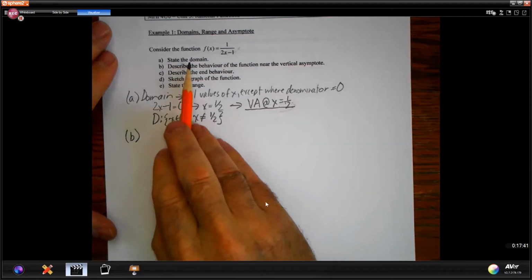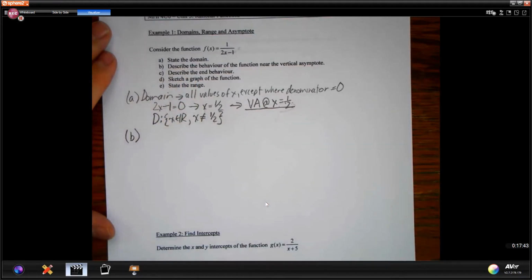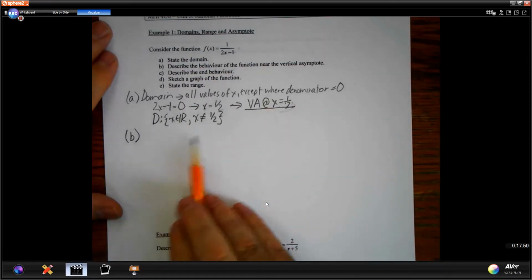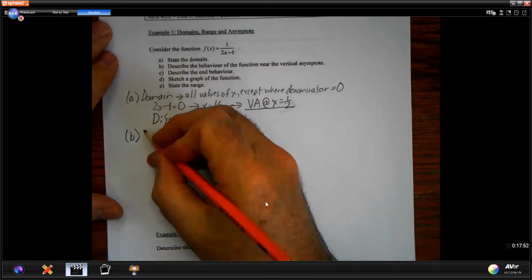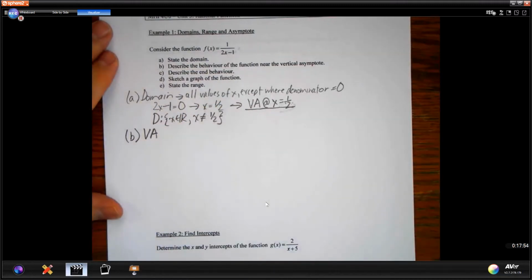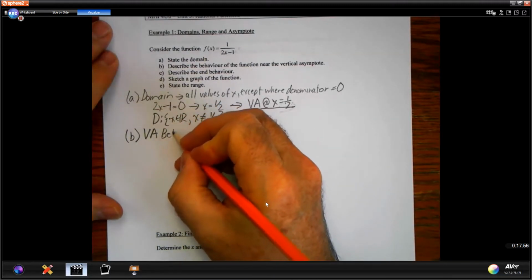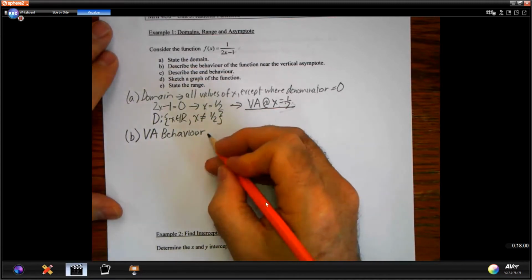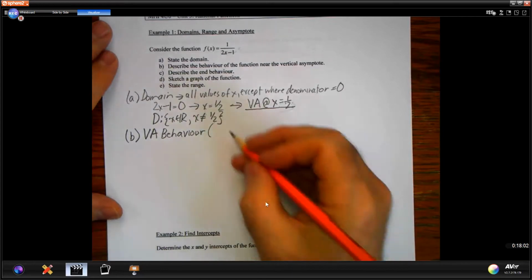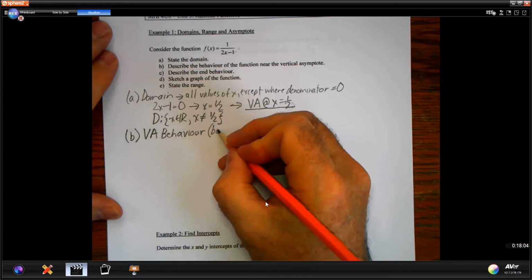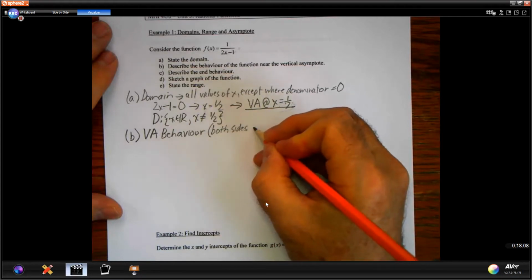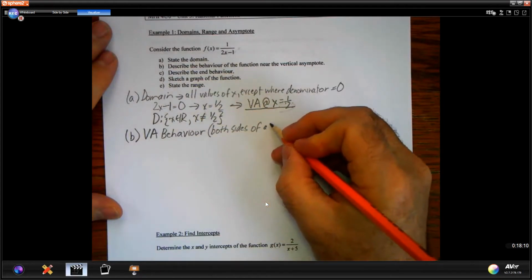Okay, part B says describe the behavior of the function near the vertical asymptote. Okay, so this is something brand new. Now that we've defined the asymptote, let me write this out, which will be something you don't have to do every time. You will write out VA behavior. So you don't have to write this part. What this is, we look at both sides of all the vertical asymptotes.